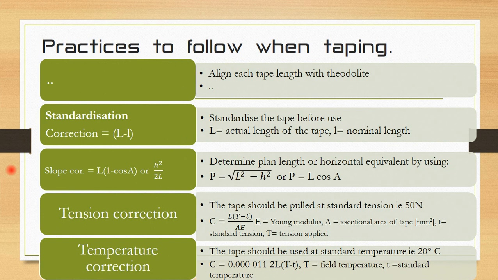And also, since we are measuring the ground length or slope length of our traverse legs, there is need to do the correction. Of course, the plan length can be determined by finding the root, like I said, using the Pythagoras theorem, or you can use the trig ratios. That's what we have in this formula.